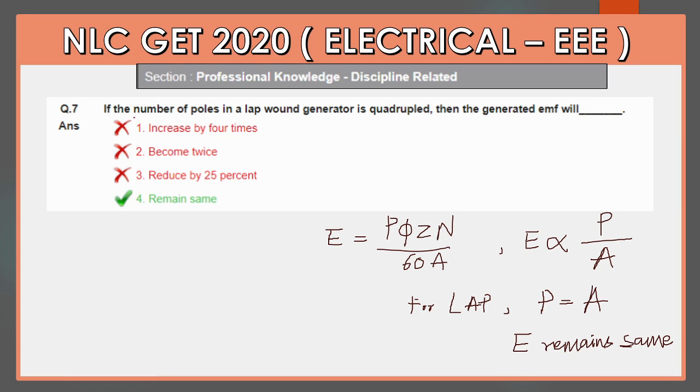Next question, if the number of poles in a lap wound generator is quadrupled, then the generated EMF will dash. So we know that the formula for EMF is this. So you can say EMF is proportional to P and inversely proportional to A, where A is the parallel path. And we know that for lap, P equal to A. So finally we can say E remains the same. If you increase the number of poles, it will not affect the value of EMF. So the answer will be EMF will remain the same.